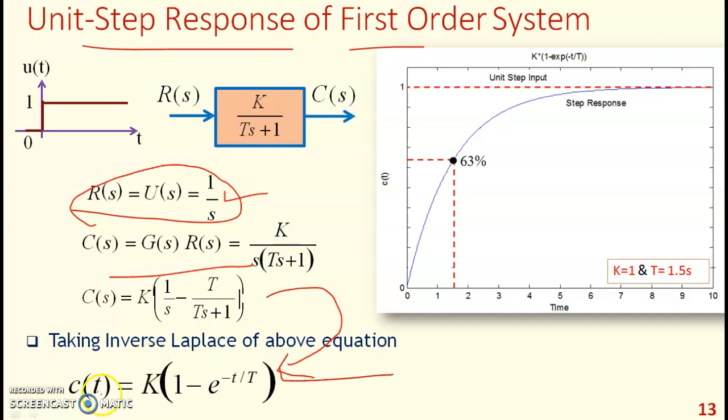So we will get C of t. So s domain becomes time domain. If you apply the inverse Laplace, K is the constant, 1 by s is the constant. If you apply the inverse Laplace of 1 by s, it is equal to 1. Then T by Ts plus 1 means e to the power minus t by T. So T is the constant.